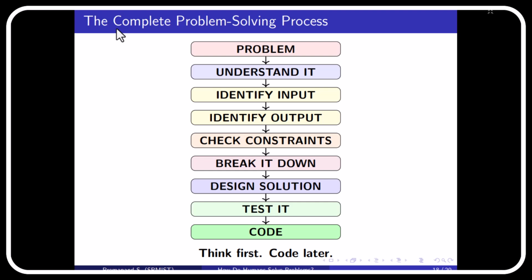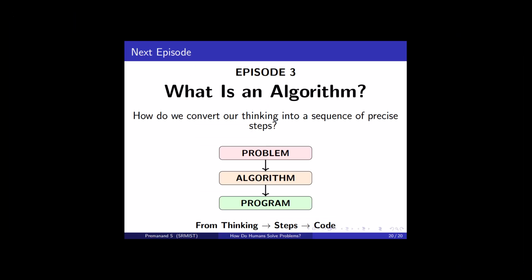But now we have one more distinction to make. There are three words that programmers often use together: problem, algorithm, and program. But they are not the same. The problem tells us what needs to be solved. The algorithm tells us how we can solve it. And the program tells the computer how to perform that solution. So our journey becomes problem, algorithm, program.